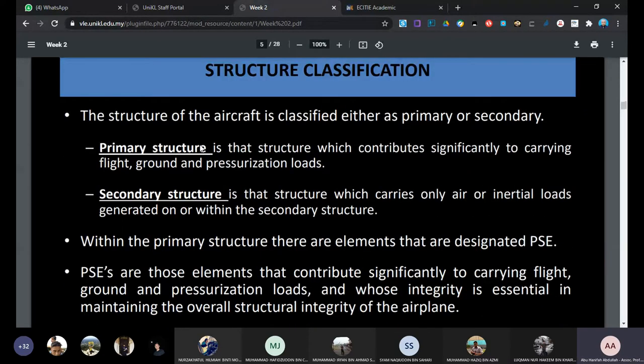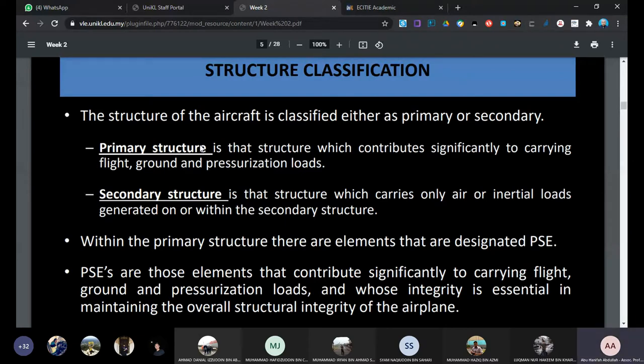Let's look at the structure classification. You need to understand there is primary structure and secondary structure. You have to select the strength or the material that you use for the repair, and there is an option for you whether you are looking at the material used to repair primary structure, or you're looking for the material for the secondary structure. So you need to understand what is primary structure, what is secondary structure, because you need also to choose the material for the doubler based on your understanding of the structure classification.